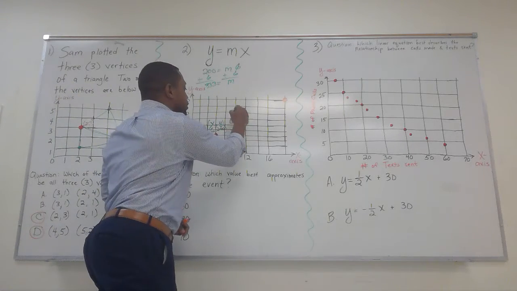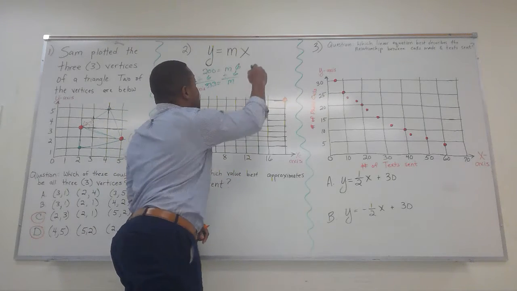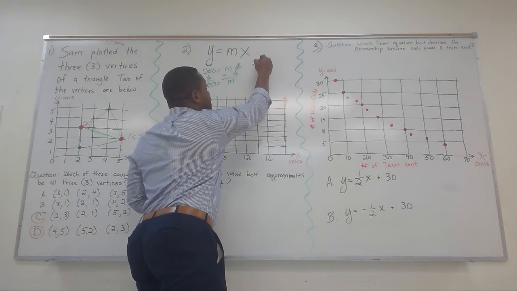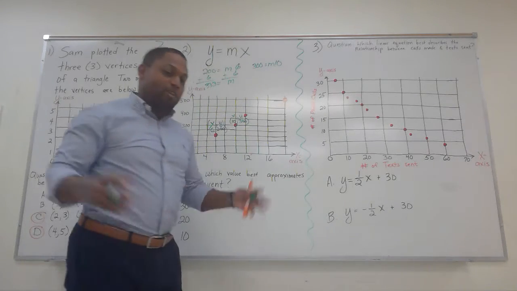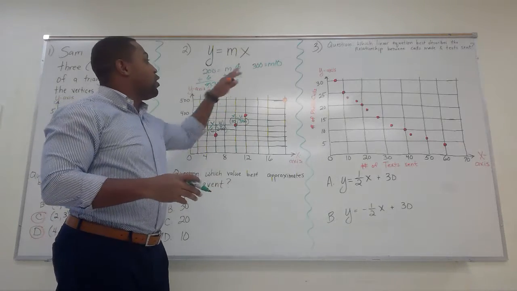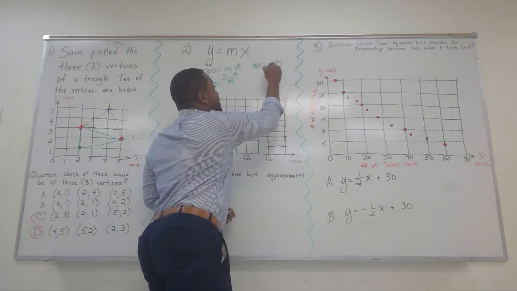Okay, again, the first number is x, second number is y. Using the same formula, that would be 300 equals m times 10. All right, we're going to do the same thing. We're going to divide both sides by 10 to get this m all by itself.